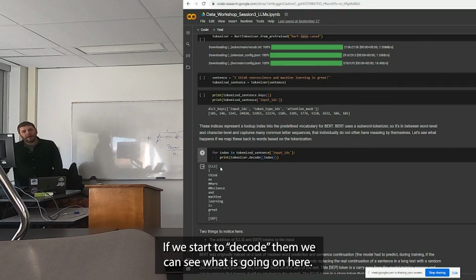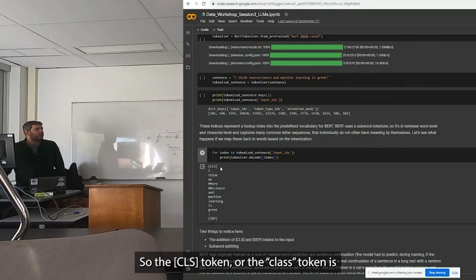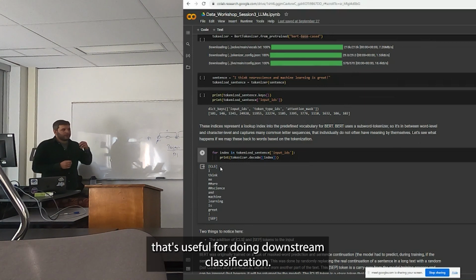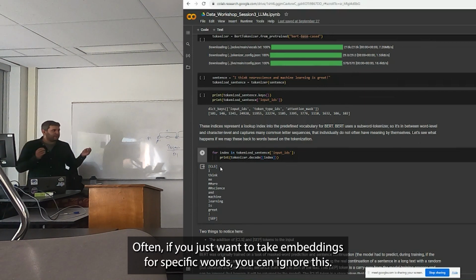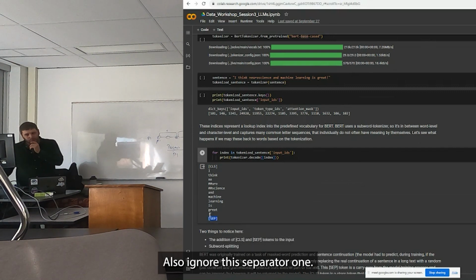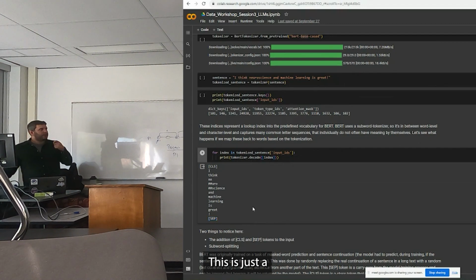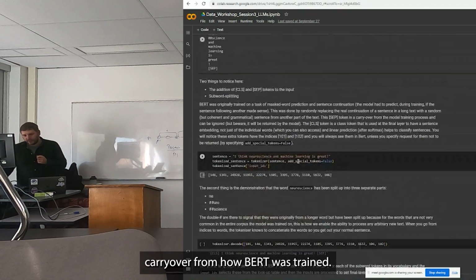So the CLS token, or the class token, is a representation at the end of the transformer that's useful for doing downstream classification. Often you just want to take embeddings for specific words. We can ignore this. We can also ignore this separator one. This is just a carryover from how BERT was trained.